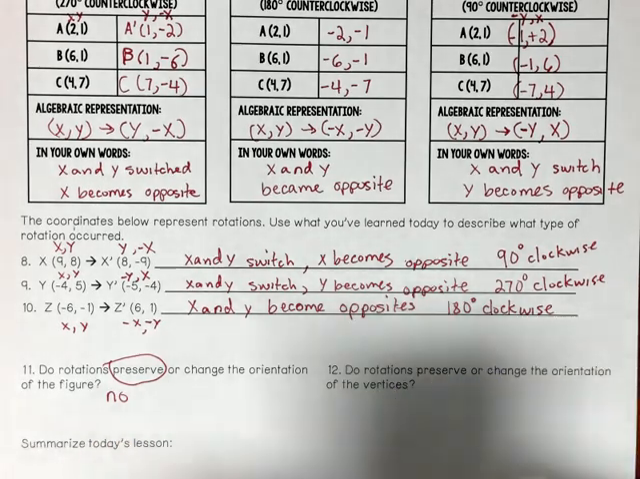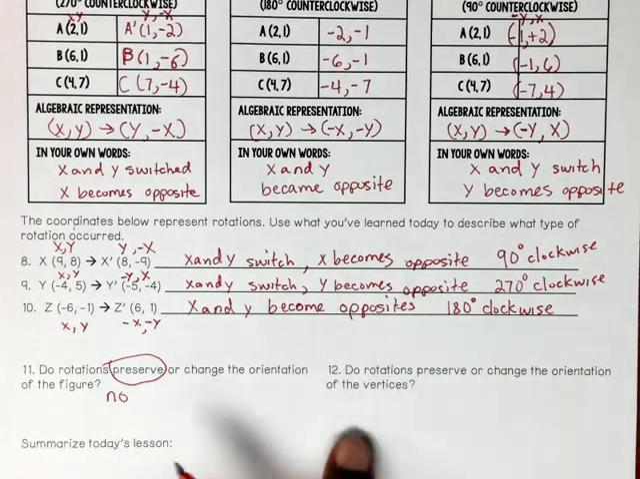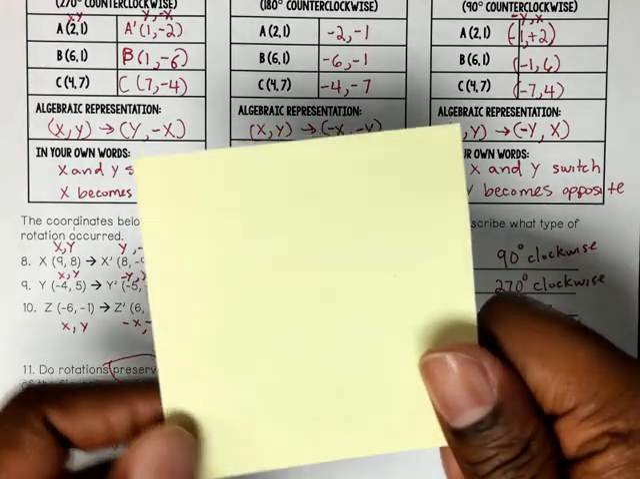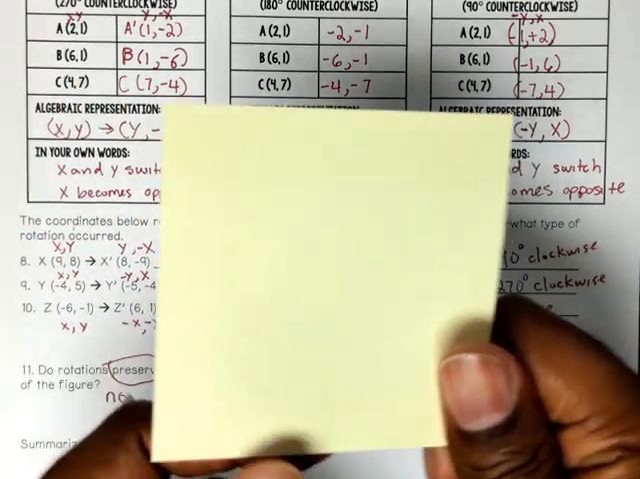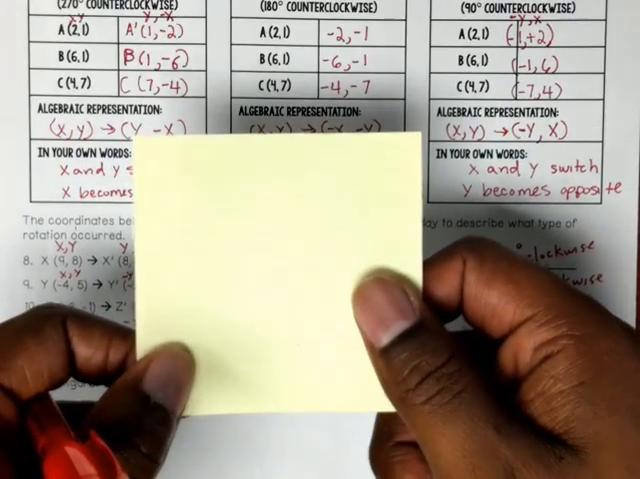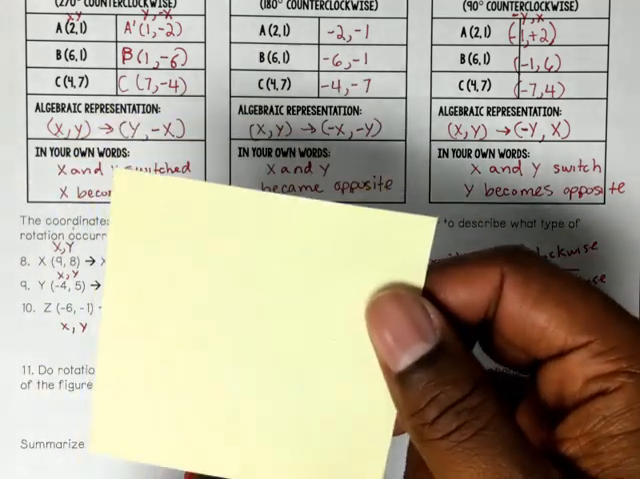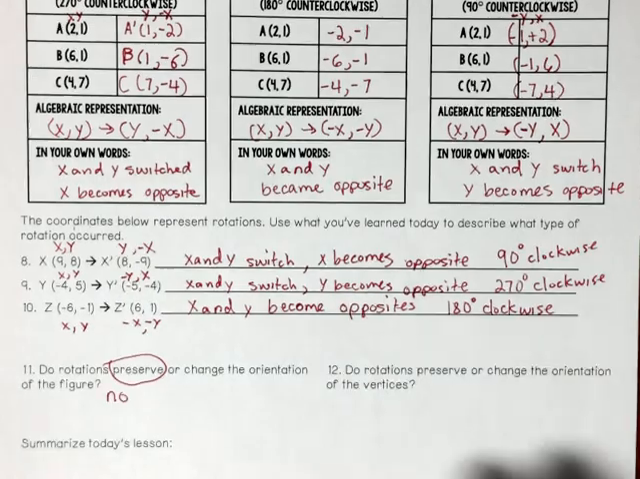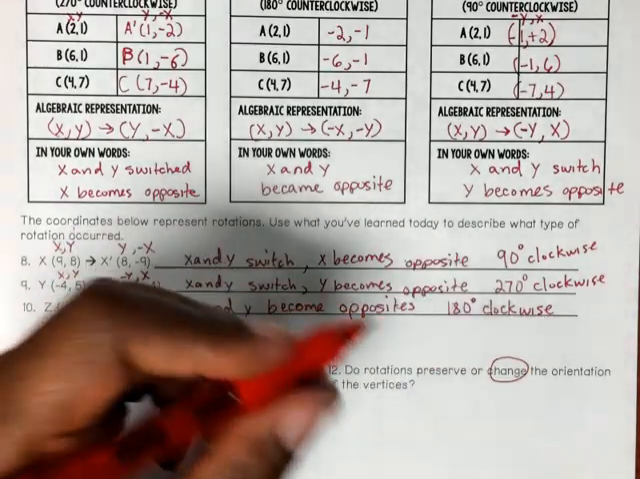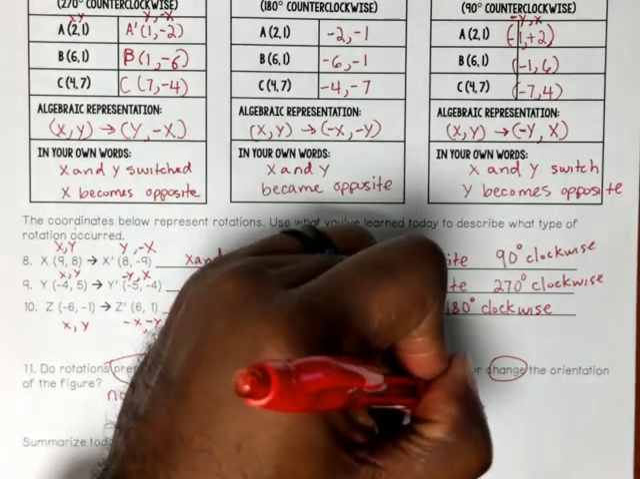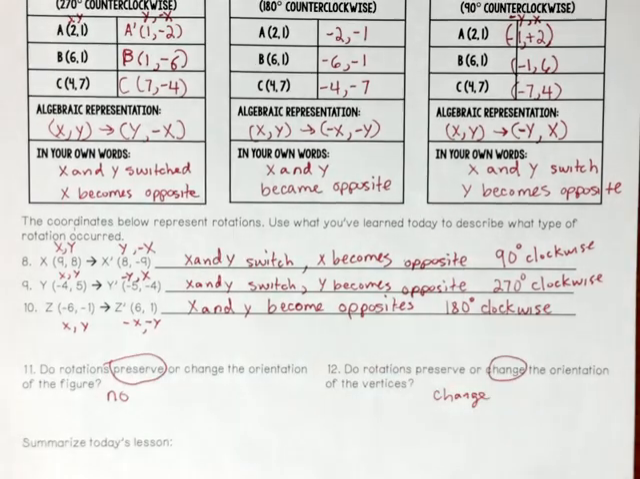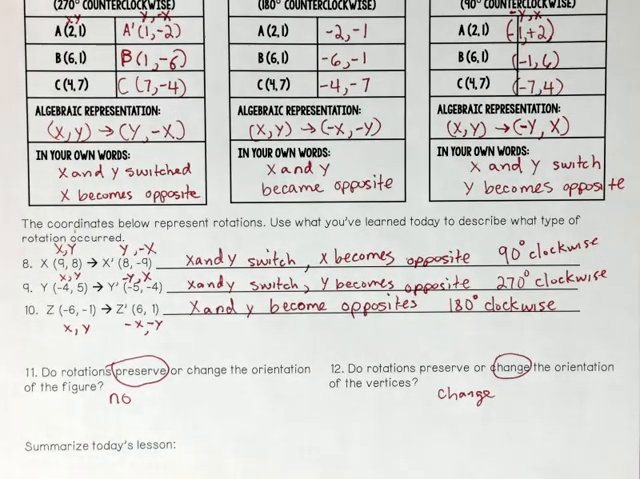But do they preserve or change the orientation of the vertices? Well, if I look here, my vertices are my corners. But what happens when I rotate this? If I were to put letters there, they would be in different locations, right? So we would say safely that rotations change the orientation of the vertices. Okay. So that sums up what we're doing with the notes for rotations on a coordinate plane.